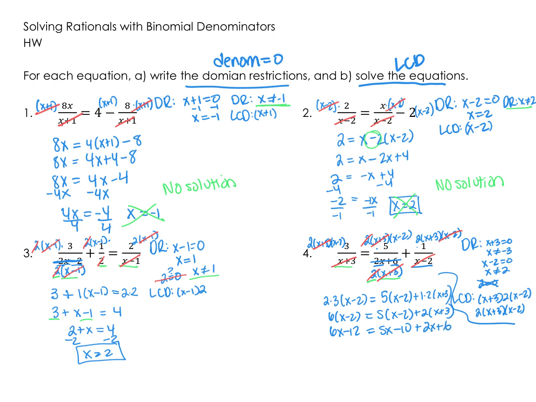Combine like terms on the right-hand side before solving. So 5x plus 2x is 7x. Negative 10 and positive 6 is negative 4. And then over here we'll have 6x minus 12. And now we can go ahead and solve. Personally, I would subtract 6x from both sides first. That'll leave us with a negative 12 over here and an x minus 4 over here. And then we'll add 4 to both sides, which leaves us with x equal to negative 8.